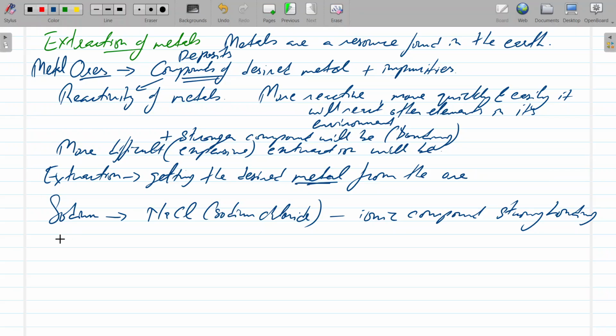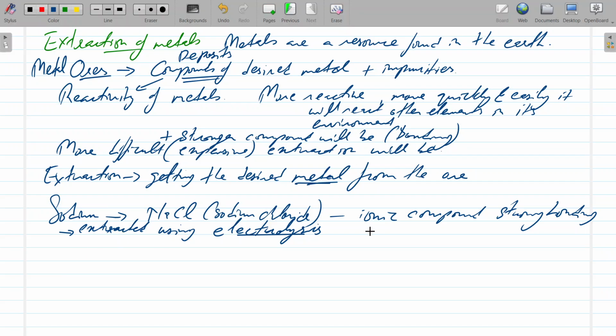And so the very reactive metals are extracted using a process called electrolysis. Electrolysis is something that we will cover later on. It's actually an earlier chapter as far as the organization of the contents of the syllabus is concerned. So we'll go back to that.